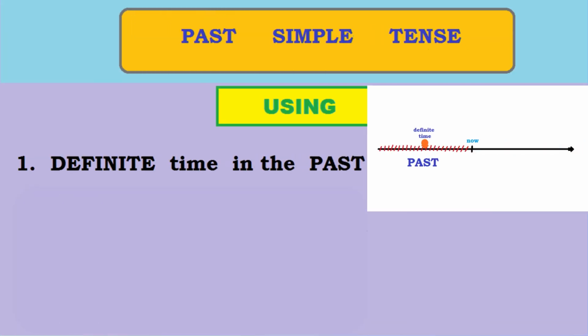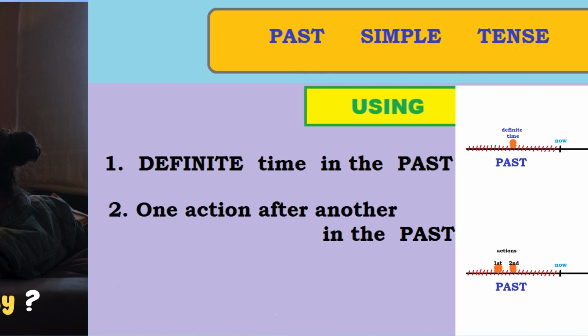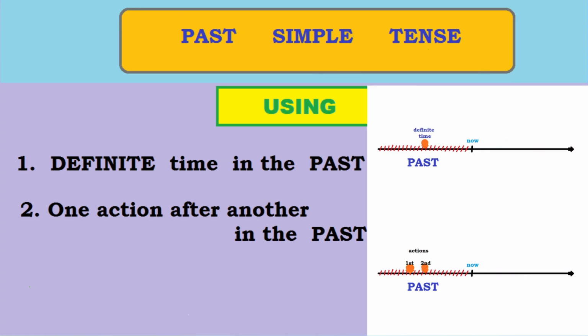The past simple tense is used to express definite time in the past. We use the past simple to talk about an action which started and finished in a definite time in the past. One action after another in the past. We use the past simple to talk about actions which happened one after another in the past.